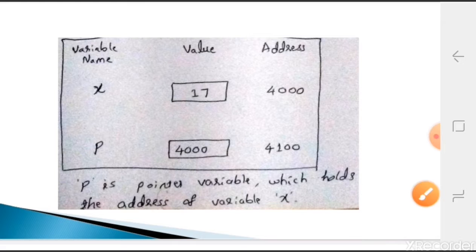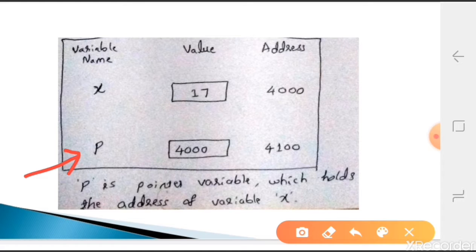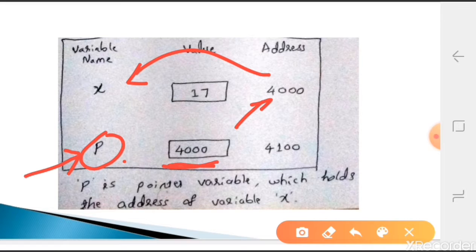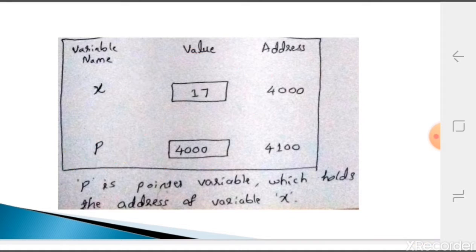I will repeat once again: p is a variable holding the address of one more variable. So now I will call p a pointer. That is, p is a pointer which holds the address of another variable. Here p holds the address of the x variable. So now I say p is a pointer.